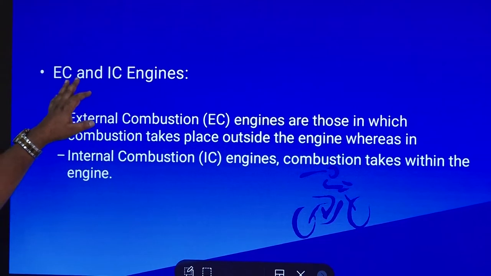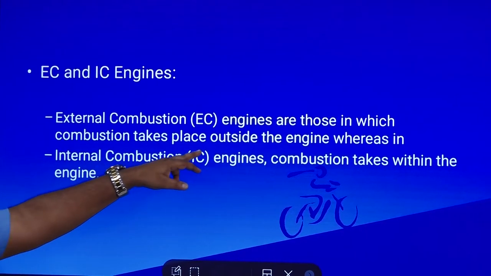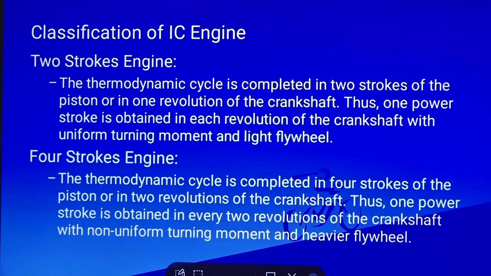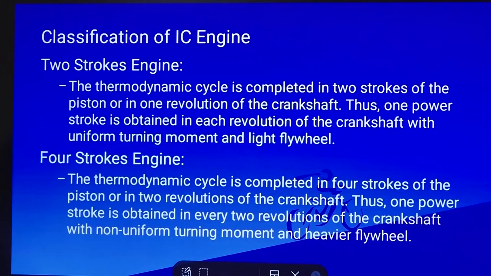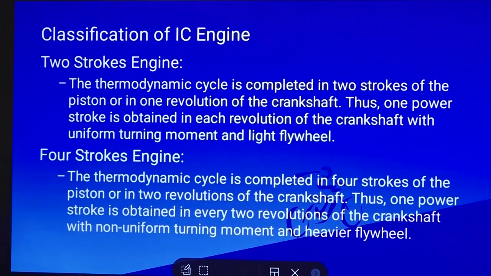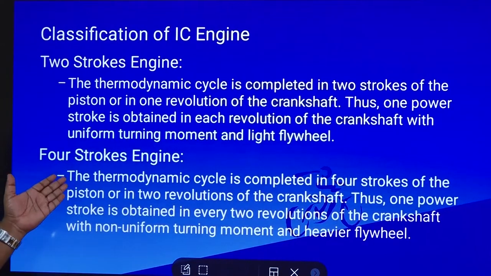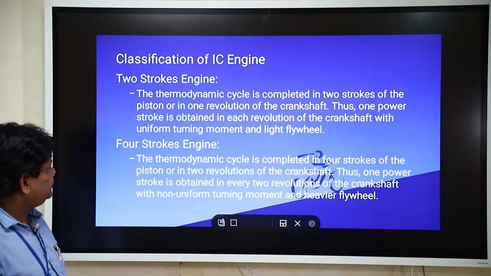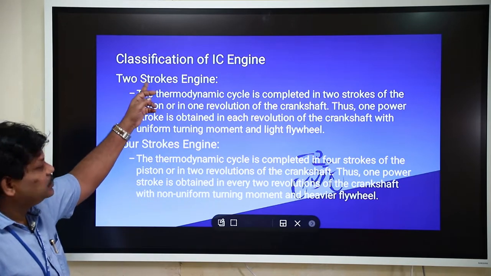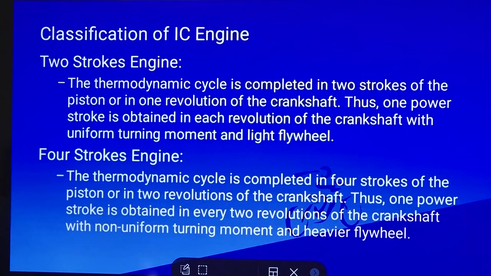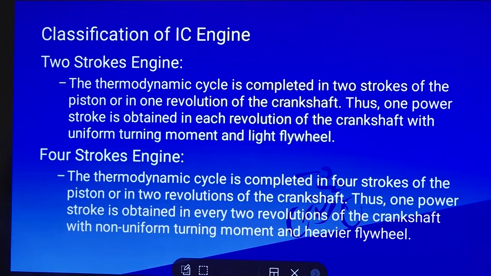In external combustion engines, combustion takes place outside the engine, but in internal combustion engines, it takes place within the engine cylinder. The classification of internal combustion engines is 2-stroke and 4-stroke engines. In 2-stroke, you get the power in one revolution of the crankshaft, and in 4-stroke, in 2 revolutions of the crankshaft. The turning moment is uniform for 2-stroke engines, and a light flywheel is enough. In 4-stroke, the turning moment diagram will not be uniform, and you need heavier flywheels.